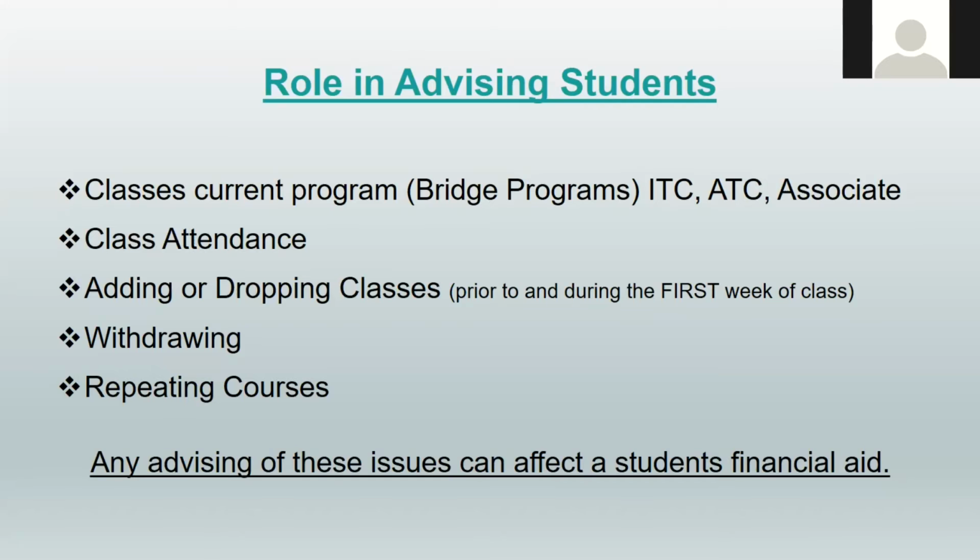Withdrawing from a class or some classes, but not all classes, will not have an effect on financial aid until the end of the term. What this means is the student may not have to repay their financial aid they receive as long as they still remain enrolled in at least one credit class.